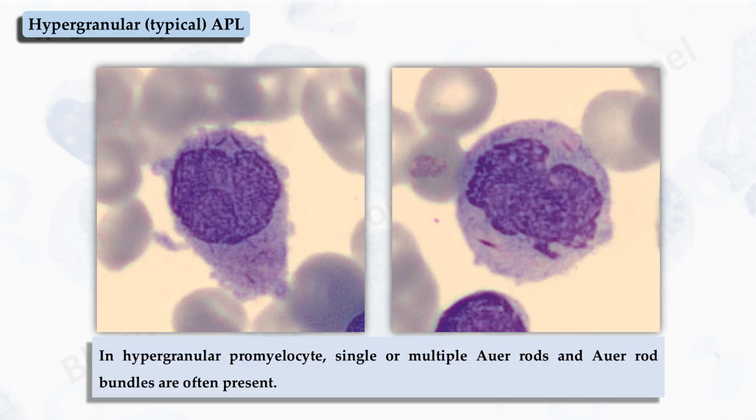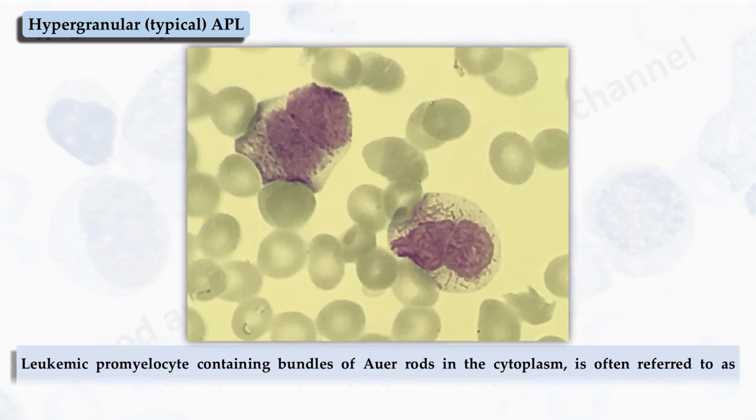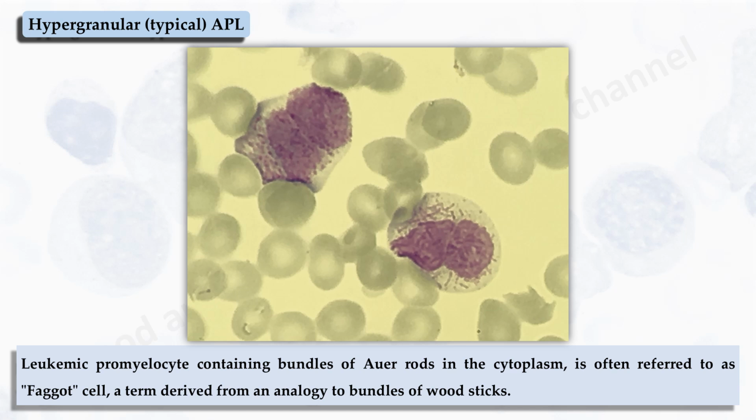In hypergranular promyelocyte, single or multiple Auer rods and Auer rod bundles are often present. Leukemic promyelocyte containing bundles of Auer rods in the cytoplasm is often referred to as faggot cell, a term derived from an analogy to bundles of wood sticks.